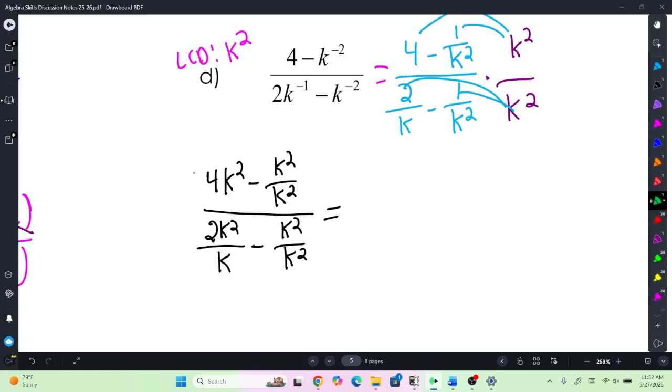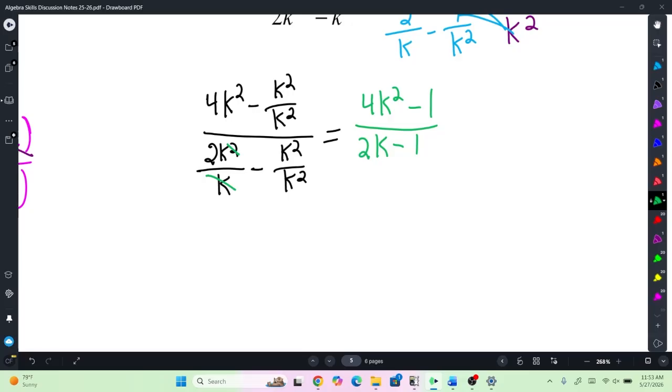Now, there's no fraction with this 4k squared, so it's going to be 4k squared minus k squared divided by k squared, which is 1, over 2k squared over k. The k in the denominator and one of the k's from the k squared will cancel, so it's going to be 2k, and then again, k squared over k squared is 1.